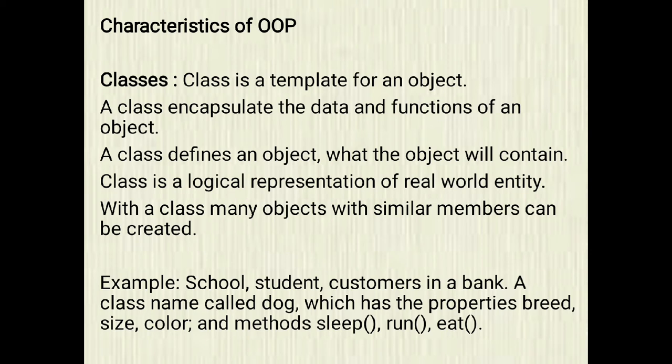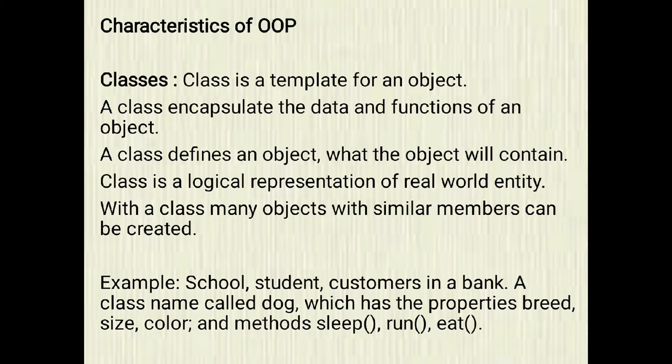A class defines an object, what the object will contain. And a class is a logical representation of a real world entity. A class is a blueprint for an object. For example, like school, student. Student is a class. Customer in a bank, so customer can be a class, bank can be a class.